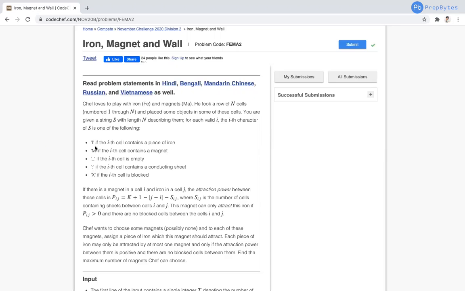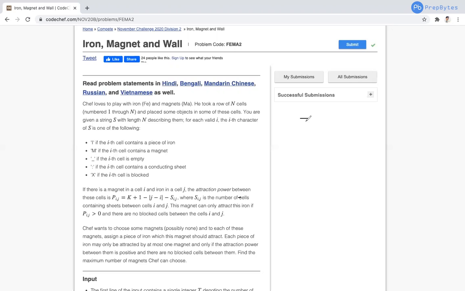Now, what do these denote? I denotes that the ith cell contains a piece of iron, M is a magnet, dash is empty, colon is a sheet, and X is blocked. Further, it is written that if there is a magnet in a cell i and iron in a cell j, the attraction power between the cells is P_ij, equal to the formula given to calculate the attraction power between iron and magnet.